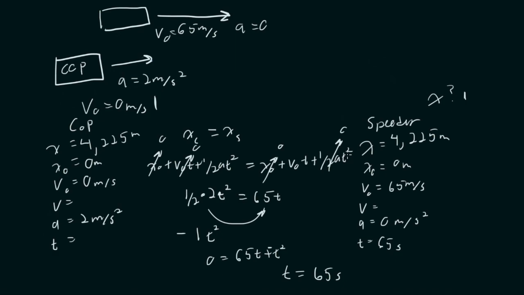So this is how we do overtake problems. We're going to set up two variable lists, one for each object that is in motion. We're going to define the motion of both of those objects, and then we're going to set their displacement equations equal to one another, find the time, then plug that time back into either equation. And that will give us a final position for our overtake.